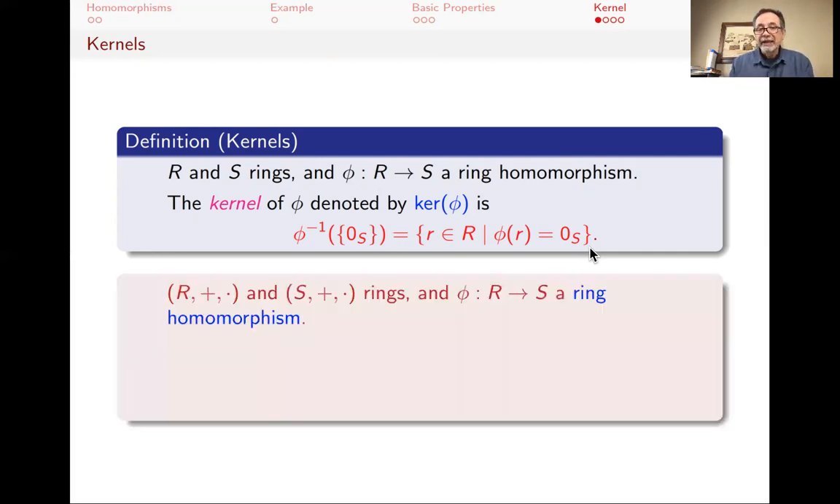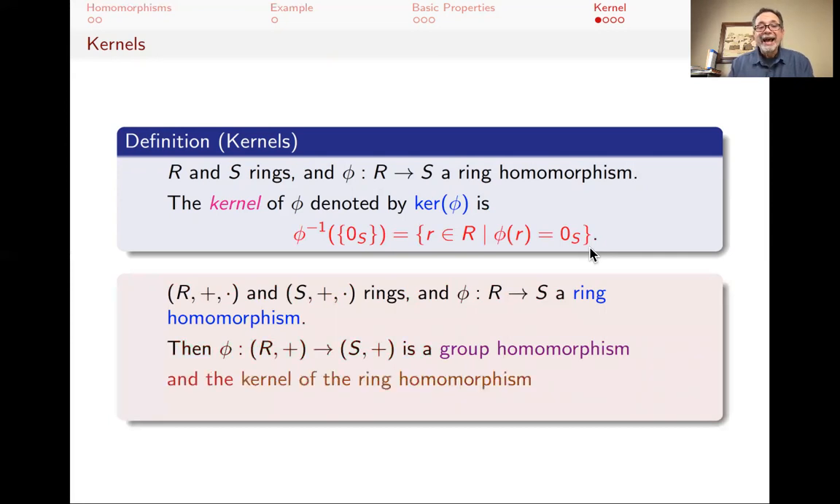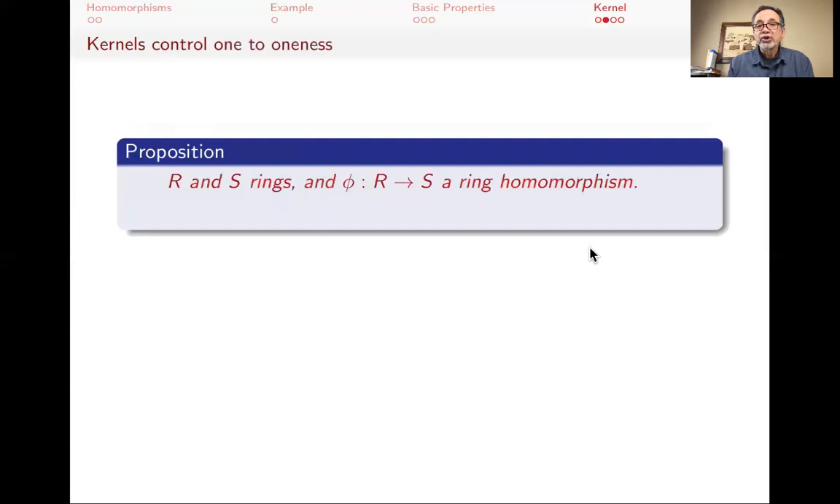Now, if again we have a ring homomorphism, and we forget about multiplication, we have a group homomorphism. And the kernel of the ring homomorphism is the same as the kernel of the group homomorphism. So in particular, all the properties of kernels of group homomorphisms still follow through here. One of those is the fact that kernels control one-to-oneness. So if R and S are rings and phi is a ring homomorphism from R to S, then phi is one-to-one if and only if the kernel is zero. Now, this is a fact from group theory again, because this is the same kernel, and that same kernel for group homomorphisms controlled one-to-oneness. So this is also an example of that.